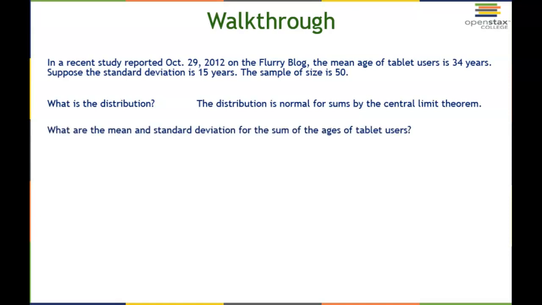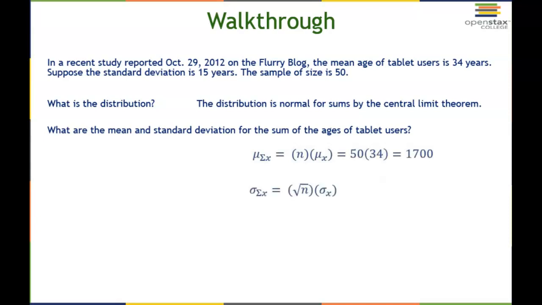What are the mean and standard deviation for the sum of the ages of the tablet users? Now, we can't just say that the mean is 34. That's the population mean. That's not the mean of the sum of the ages. The standard deviation for the population is 15 years, but that's not the standard deviation for the sum of the ages. So we do have to do a little bit of math here. The mean for the sum of the x's is going to be n times the mean of the population. So 50 times 34 is 1,700.